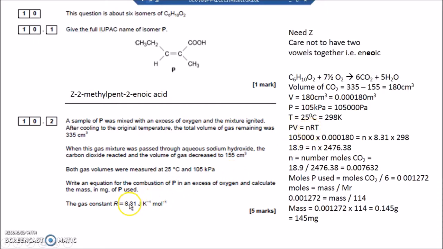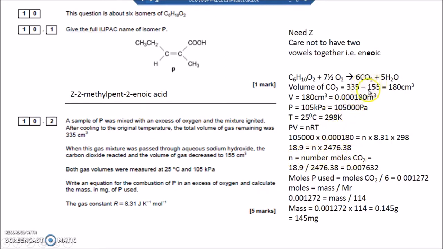So I've got P, I've got V, and n, the number of moles, I won't know. R is the gas constant, I'm always given that, 8.31. And temperature needs to be in Kelvin. I've got temperature in degrees C, so add 273, so that's 298. So I put all the numbers in, and multiply some of them out. 189 now equals n multiplied by 2476.38. n is the number of moles of carbon dioxide.